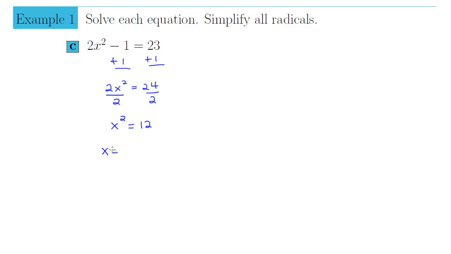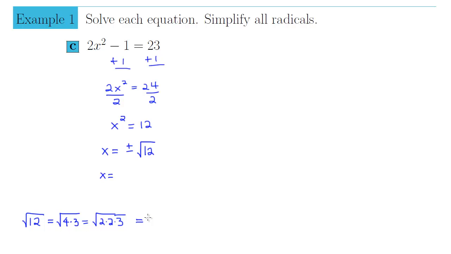Now, I'm going to use the shorthand notation and say that when you take the square root of x squared, this is equal to plus or minus the square root of 12. Can we simplify this farther? Yes. We can take the square root of 12, and let me look at that. The square root of 12, although not a perfect square, is equal to 4 times 3, and 4 is 2 times 2 times 3.